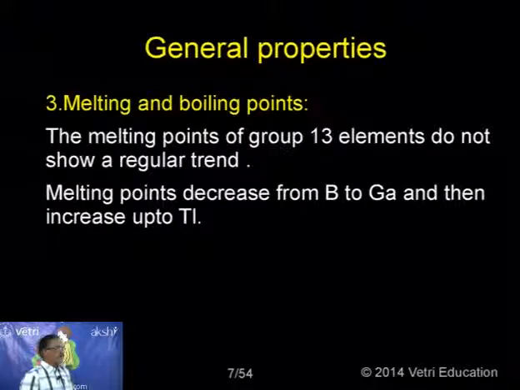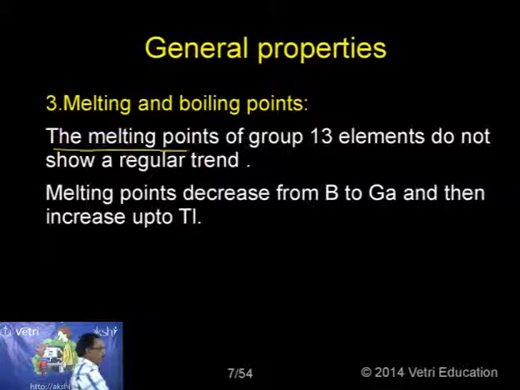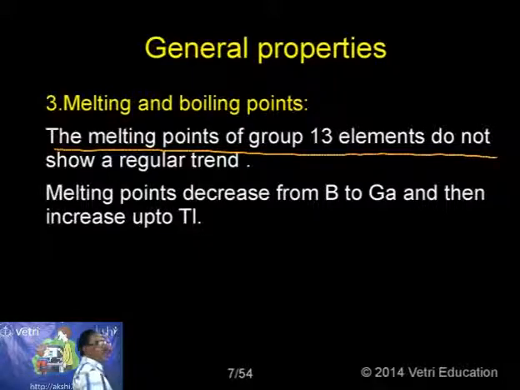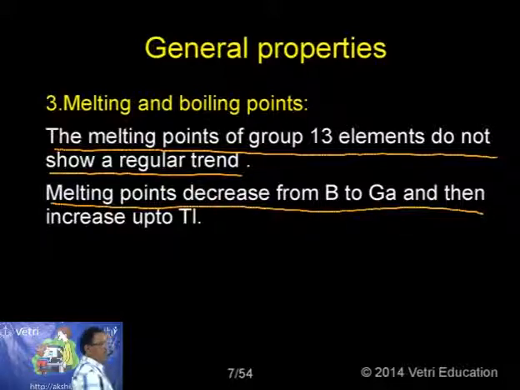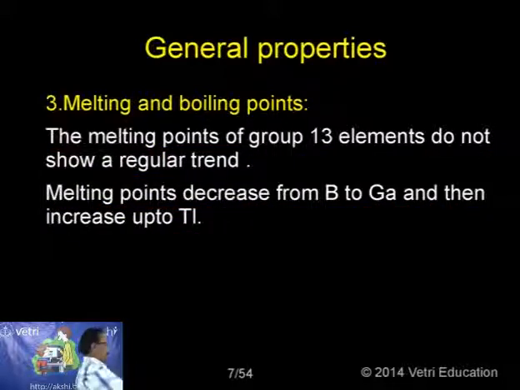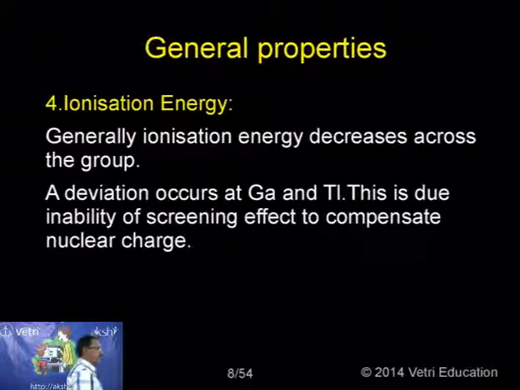Coming to the melting and boiling points. The melting and boiling points of group 13 elements do not show a regular trend. Generally, the melting point decreases from boron to gallium and then increases up to thallium. This is the interesting information regarding melting and boiling points.